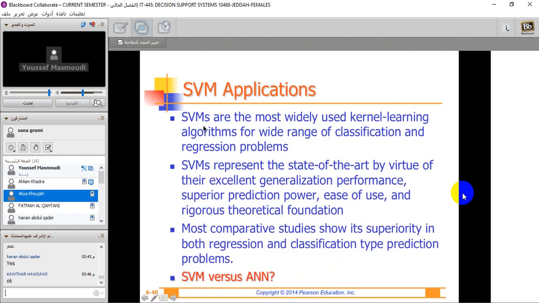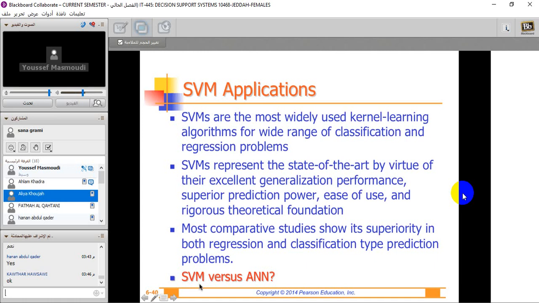Some applications. Support vector machines are the most widely used kernel learning algorithms for a wide range of classification and regression problems. Support vector machine is one of the strongest algorithms used in classification and regression. Support vector machines represent the state of the art by virtue of their excellent generalization performance, superior prediction power, ease of use, and rigorous theoretical foundation. Most comparative studies show its superiority in both regression and classification type prediction problems.